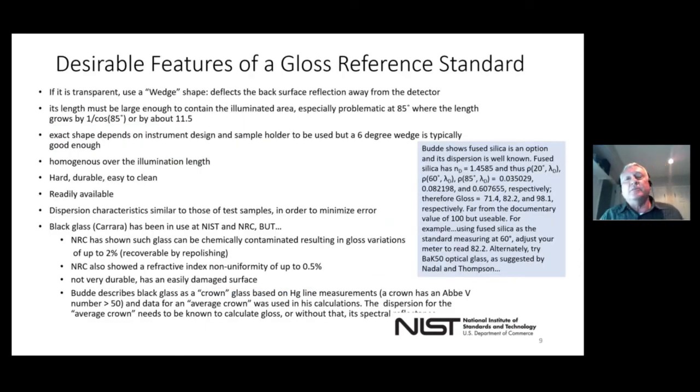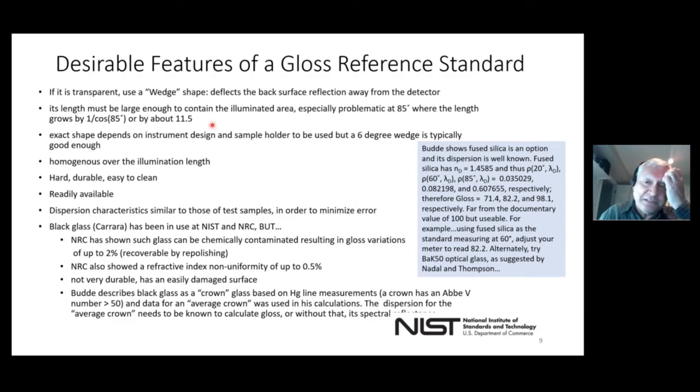So what are the desirable features for any gloss standard? Well, first, if it's transparent, it should take the shape of a wedge so that the reflection from the back surface does not reach the detector. It must also be long enough so that when it is tilted with respect to the illuminating light beam, the illuminated area is completely contained.